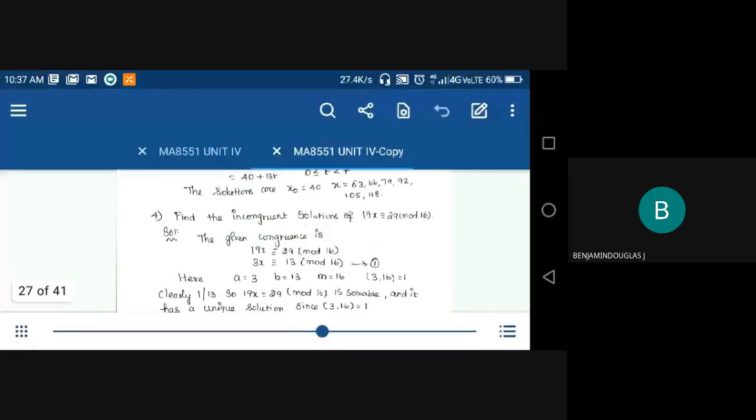Next we are going to find the inverse of 3 under mod 16. The inverse of 3 under mod 16 is 11. You can check it now. Put x equal to 11: 3 into 11 is 33. Then the right hand side of the linear congruence is 13, which becomes, on the left hand side, 33 minus 13.